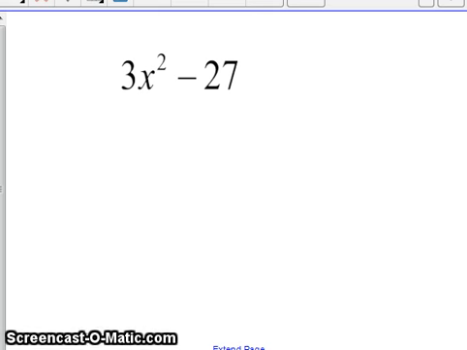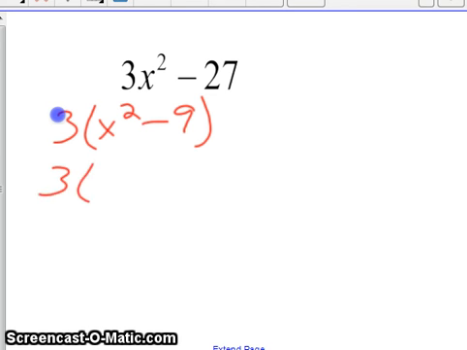What do you always do first? GCF. GCF, good. So, what's the GCF of this? 3. I'm going to divide 3 out first. So 3x squared divided by 3 is x squared, negative 27 divided by 3 is negative 9. So I'm looking at my parentheses. Is my parentheses factorable? Yes, that's the difference of two squares. So I've got x minus 3 times x plus 3.